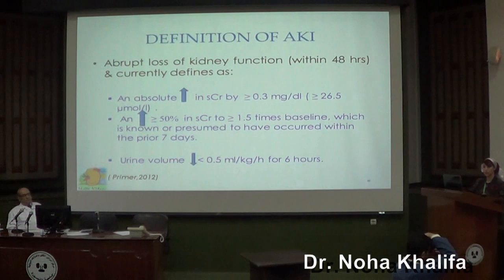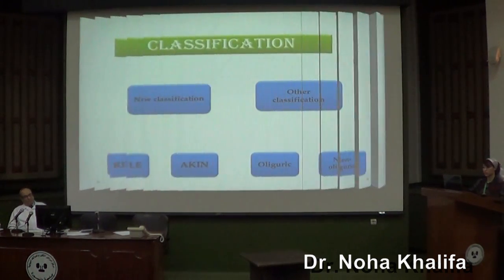So what is the definition of AKI? It's currently defined as an absolute increase in serum creatinine by 0.3 milligrams or more, or an increase of 50% or more in serum creatinine, 1.5 times or more, and this is something that has occurred within the past 7 days, or a urine volume less than 0.5 milliliters per kg an hour for over 6 hours.